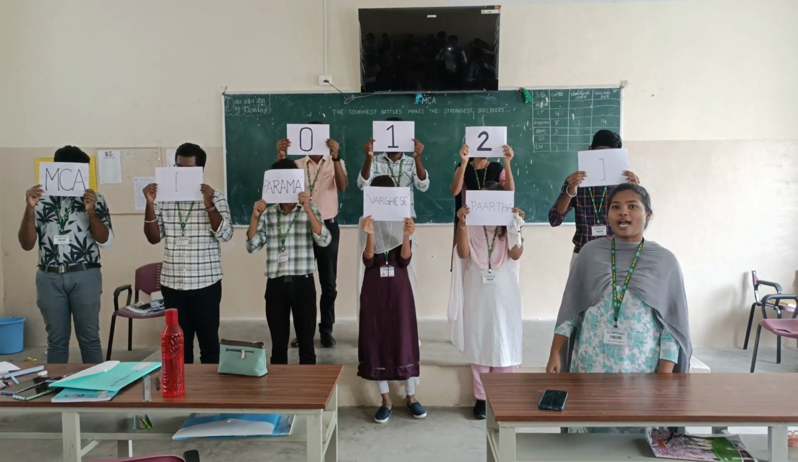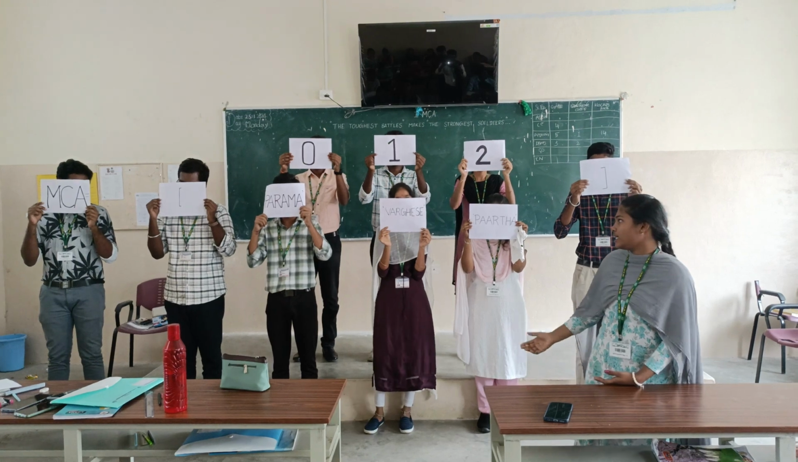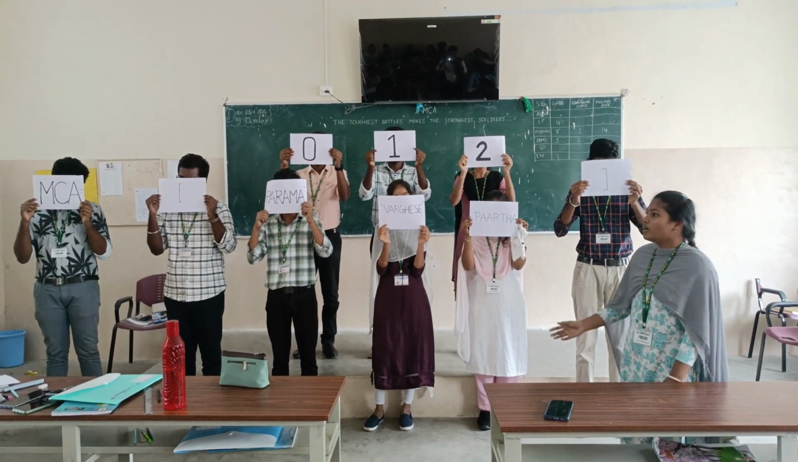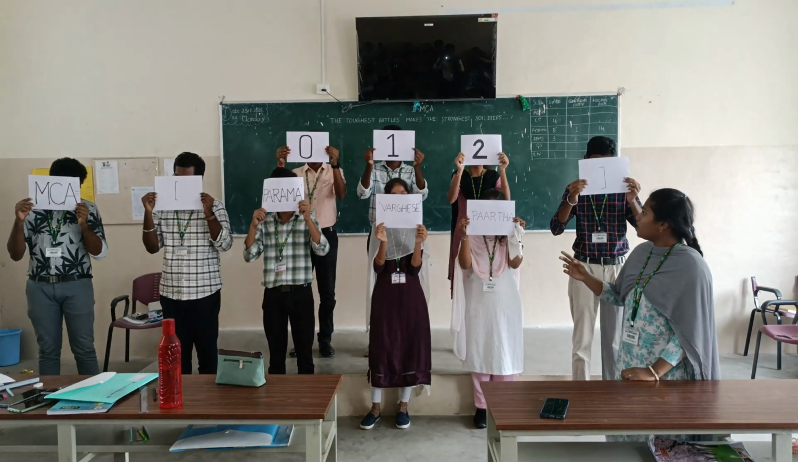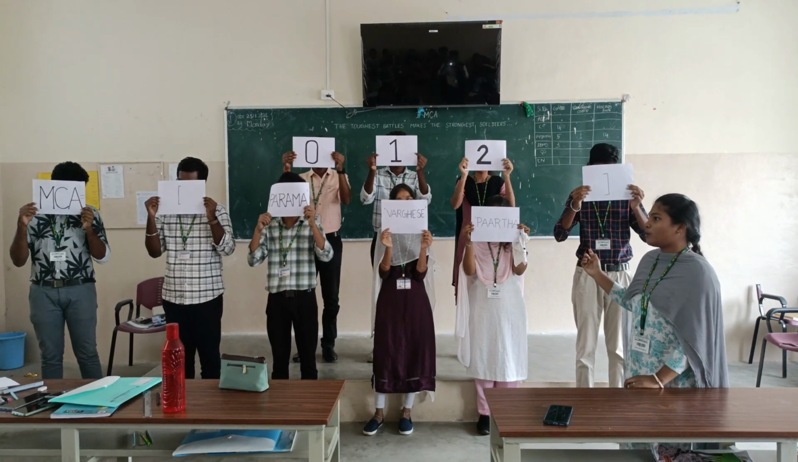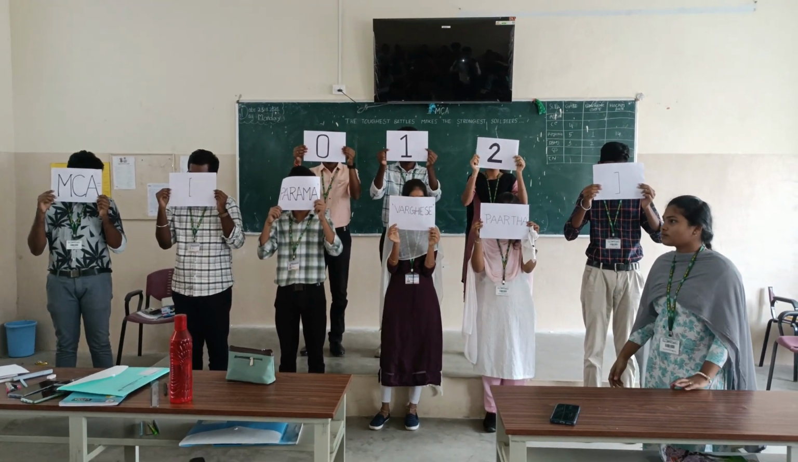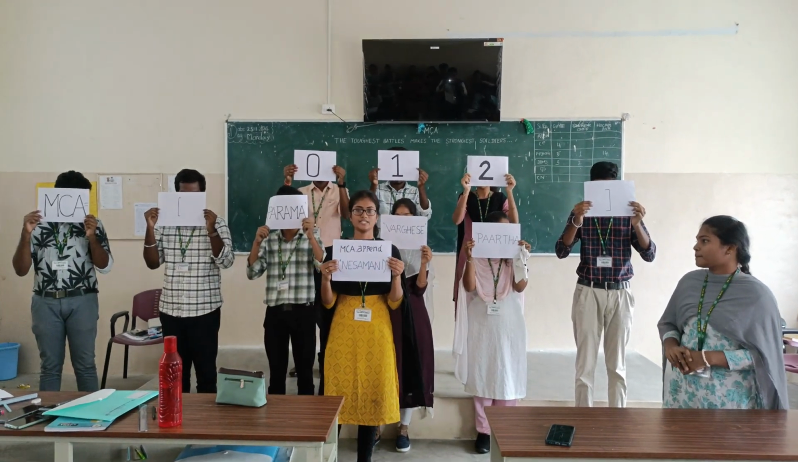We are going to perform the activity on list. Here we have a list named MCA and it contains three variables, and the list is enclosed within the square braces and the index value ranges from 0, 1 and 2. Here we are going to perform the append operation.